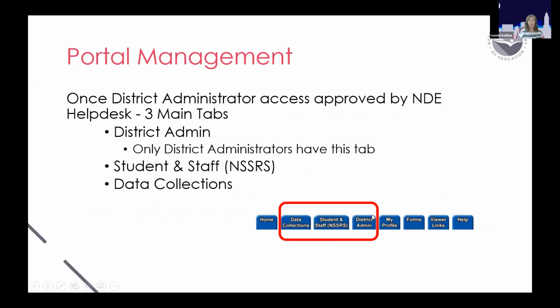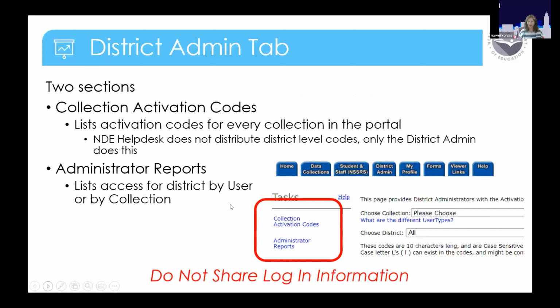Only the superintendent or the district administrator for that district is going to have this tab. They are the only one at the district who has this tab to manage the district's access. So there are 3 main tabs: the district admin tab, the student and staff NSSRS tab, and the data collections tab. As I mentioned earlier, we're going to go through this presentation based on the actual tabs themselves. So Denise, I think you're up next, right? You're going to cover the district admin tab for us.